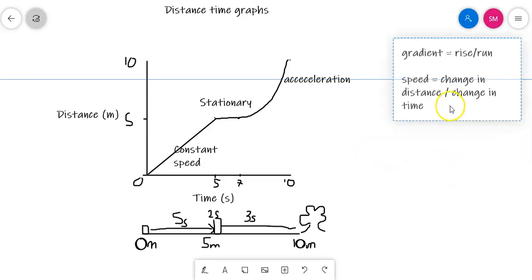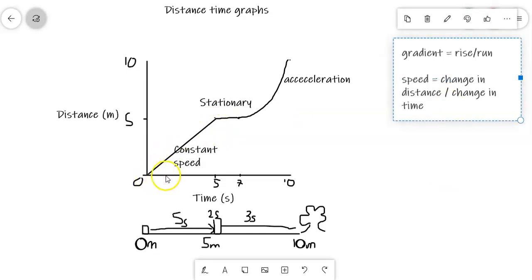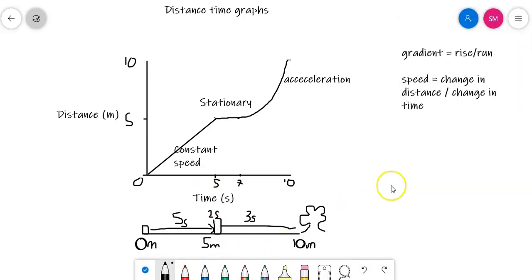So we might get a question that asks us, how fast is the object traveling for the first 5 seconds? Well, for the first 5 seconds, t would equal 5 seconds. We would need to work out how far the object has traveled during those 5 seconds. So we'd look at 5 seconds, how far has the object gone? And we know that it's 5 meters. So the change in time equals 5 seconds and the change in distance equals 5 meters.